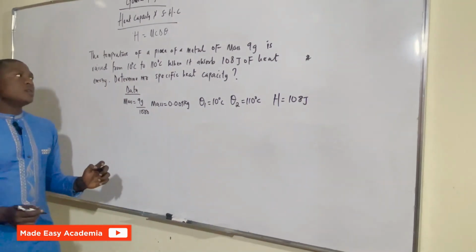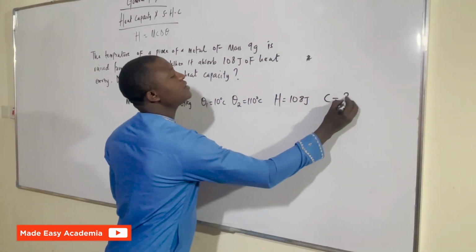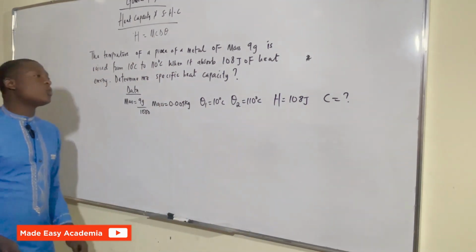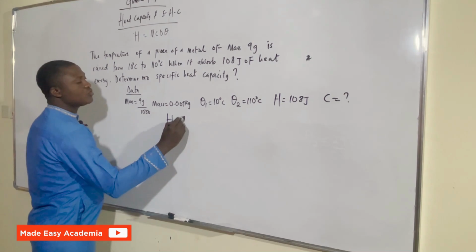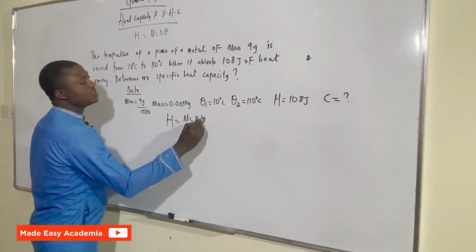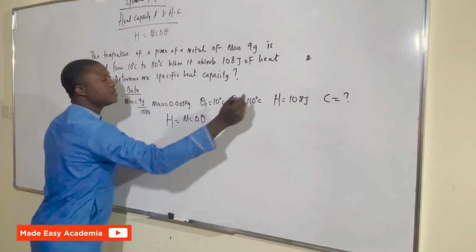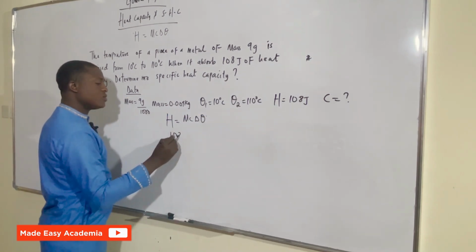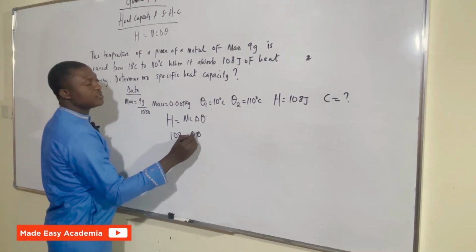They now said we should determine the specific heat capacity, meaning we are asked to find the value of C. There's nothing to worry about since you have the formula that heat is equal to MC change in theta. The value of our heat given from the problem is 108. So I have 108 is equal to, now the mass we have is 0.009.